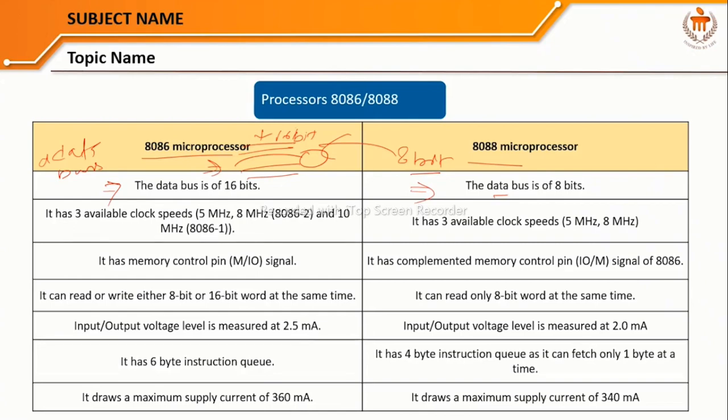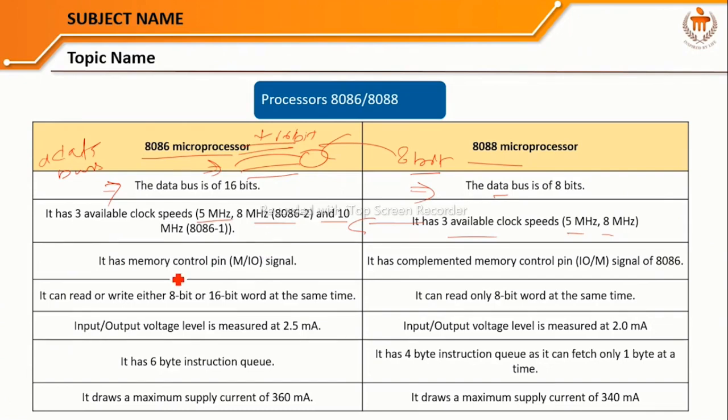Here the clock speeds are 5 megahertz, 8 megahertz, and 10 megahertz. Different models have different clock speeds. So here we can also see a 10 megahertz model, and with more megahertz we have more clock cycles in a certain amount of time. It means we can say it is faster than the other systems.